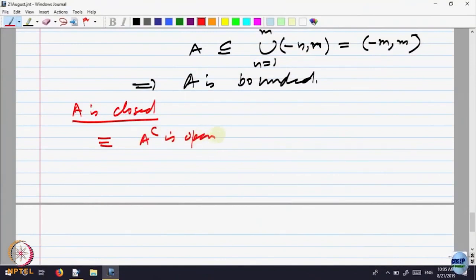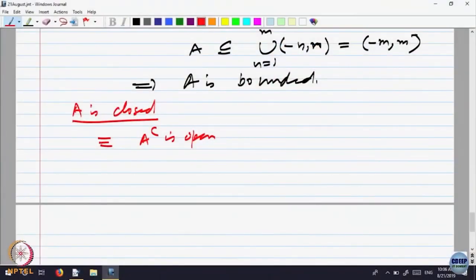So, here is the idea. Why is A complement being open useful? Because openness is in terms of neighborhoods. Every point in A complement, if I want to show it is open, then I have to show that given any point in A complement, there is an open interval around it. So, somehow I am coming to some kind of a covering, right? So, let us use that definition. To show A is closed, I will try to show A complement is open. So, for that let us take a point x belonging to A complement.